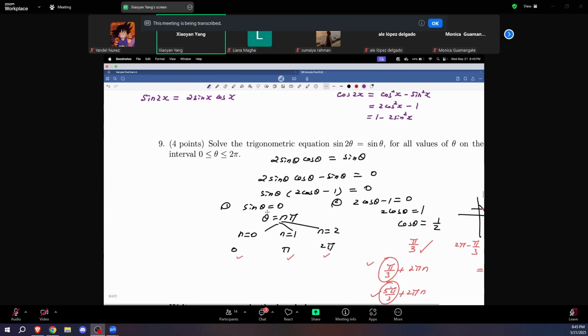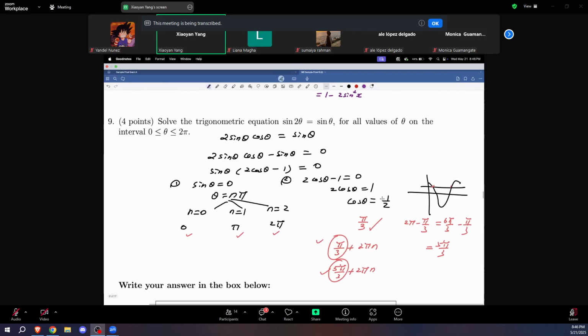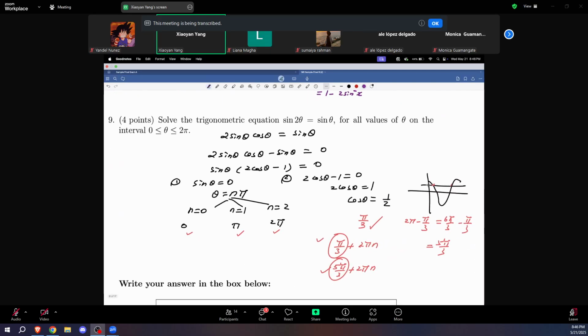First factor equal to 0, theta equals n pi. This is the generalized formula. So n equal to 0 will be 0, 1 will be pi, 2 is 2 pi. Cosine theta equal to 1 over 2. This is a cosine function. 1 over 2 in the middle, you will see 2 answers.